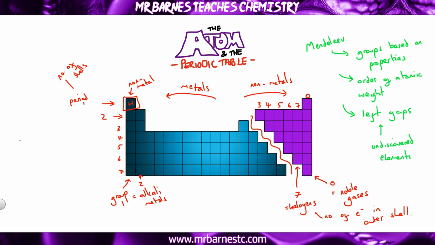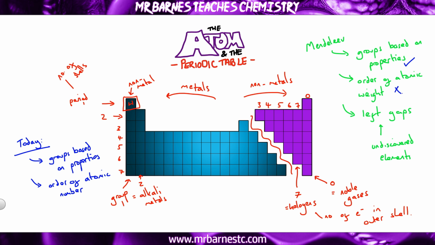Now there are some similarities between Mendeleev's periodic table and ours. Nice and simply, ours are still in groups based on properties. However, we now know that it goes up in order of atomic number, the small number.